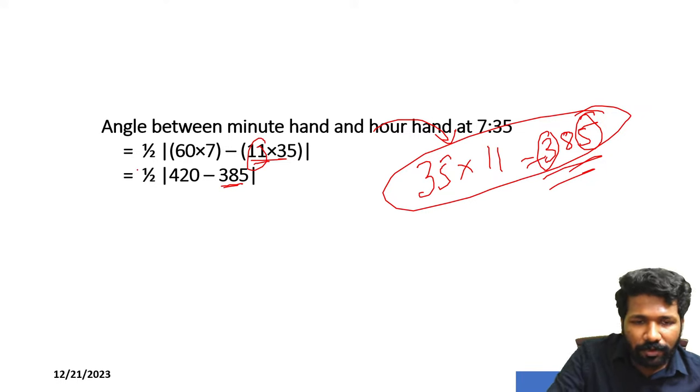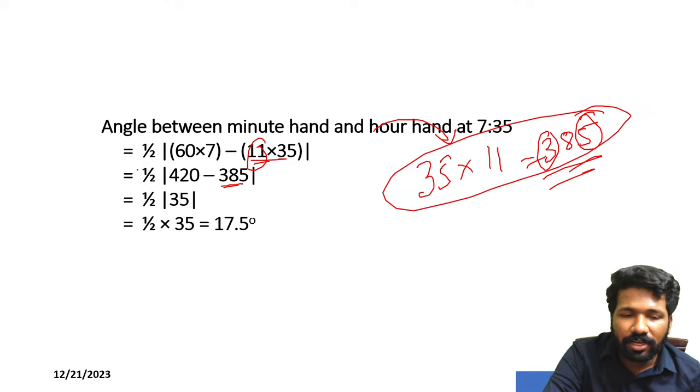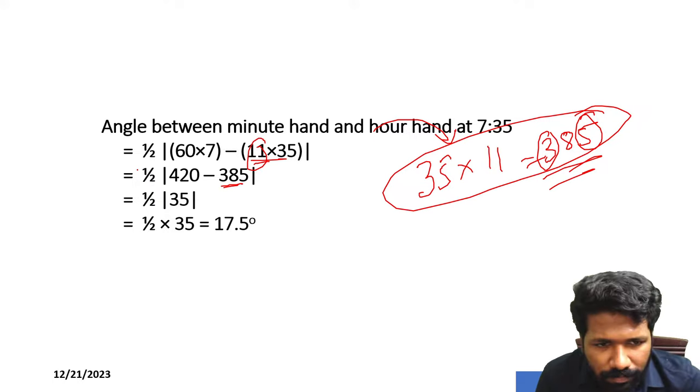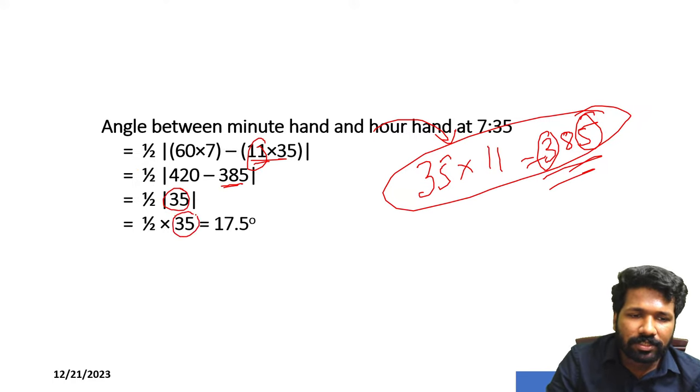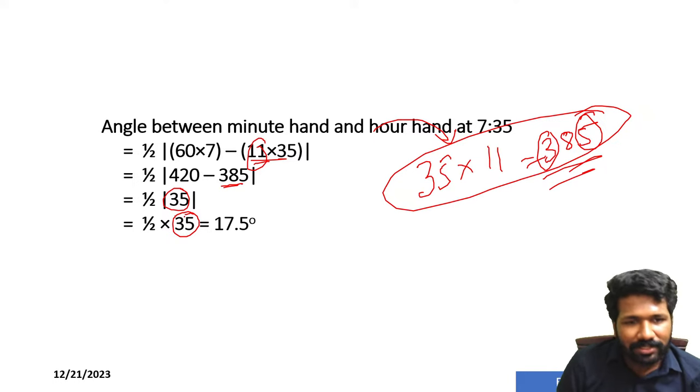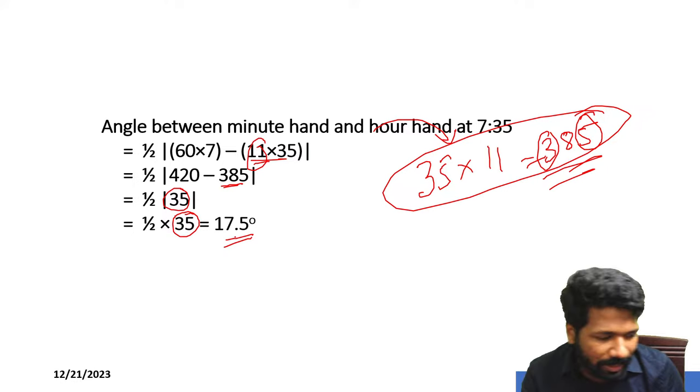So anyway, half into 420 minus 385, that will be half into 35. 35 positive or negative? As it is positive, you don't have to worry, just take half of it. If it is negative, a negative degree does not make sense. That is why we make it positive by taking the modulus of it. So half into 35 is 17.5 degree. So that is the answer.